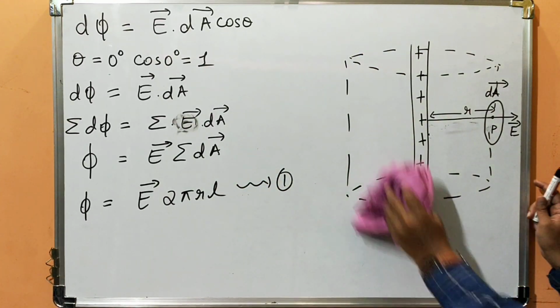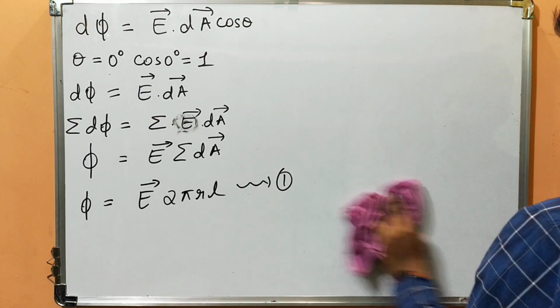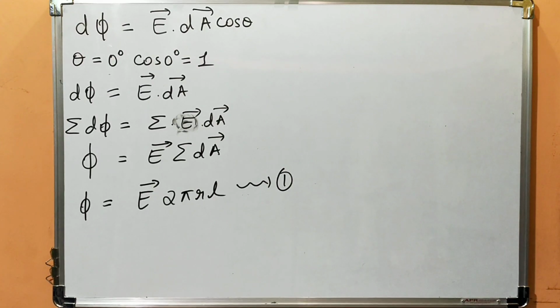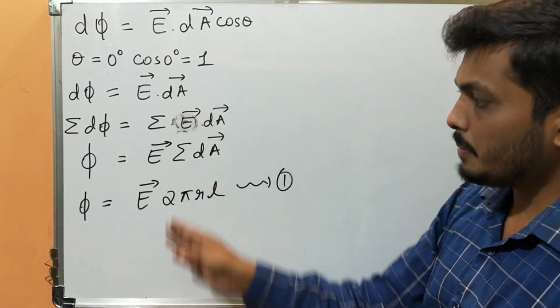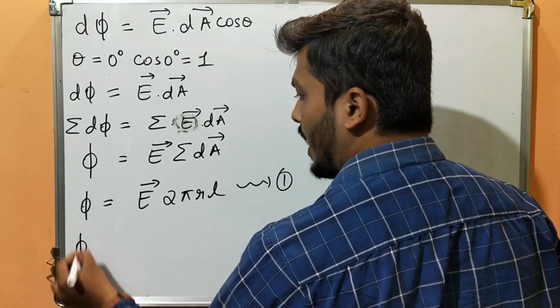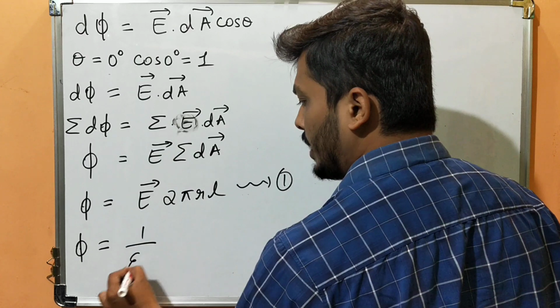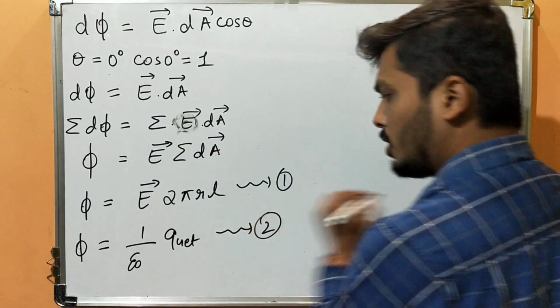I need to erase this diagram. You can draw this diagram for your reference. Now coming back to our Gauss law, we have not yet applied Gauss law. We have just applied the basic definition of flux. Now what does Gauss law tell you? Phi is equal to 1 upon epsilon naught times the net charge, is it not? Got it?